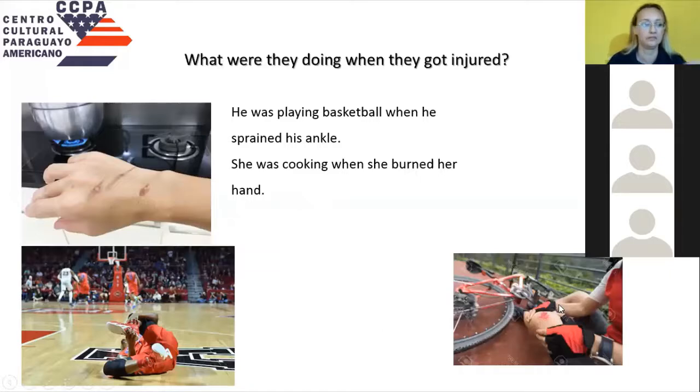And what about her? Or maybe it's a he. She was cycling or bicycling when she fell. The injury that she has or he has in his knee is called abrasion. In Spanish, it's I think raspadura, right? So abrasion, A-B-R-A-S-I-O-N, abrasion.